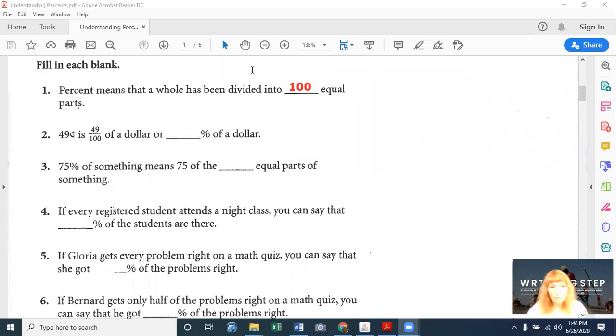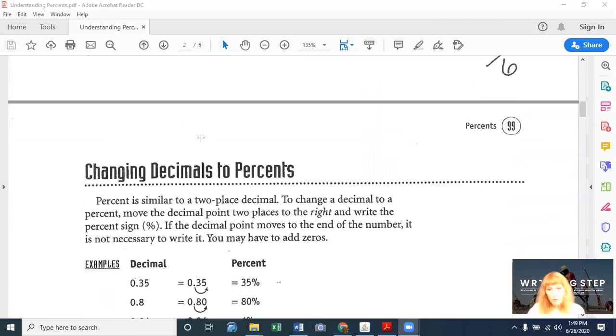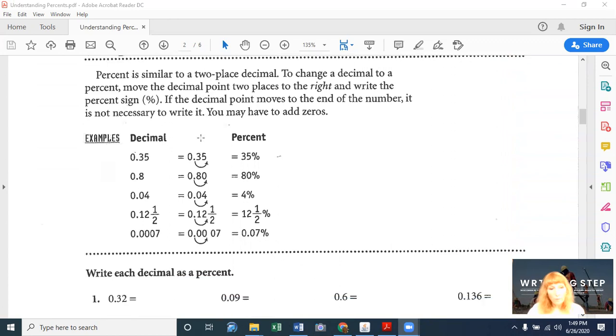100 equal parts. So number 2, 49 cents is 49 over 100 of a dollar, or how much percent of a dollar? Right, 49% of a dollar. 75% of something means 75 of the, how many equal parts of something? 100. I think you get the idea. You're always using a percent out of 100. So I'll let you finish that page. We're going to go on to the next page and get into some of the more math crunching type of problems.